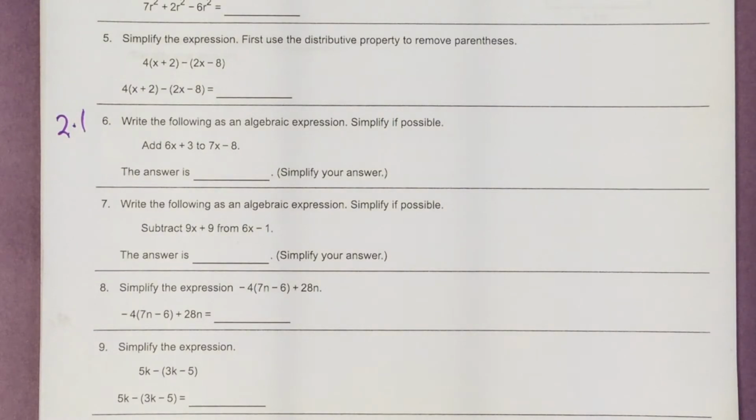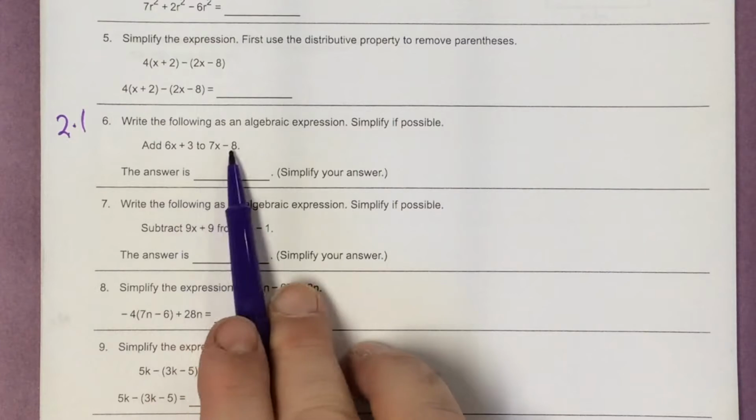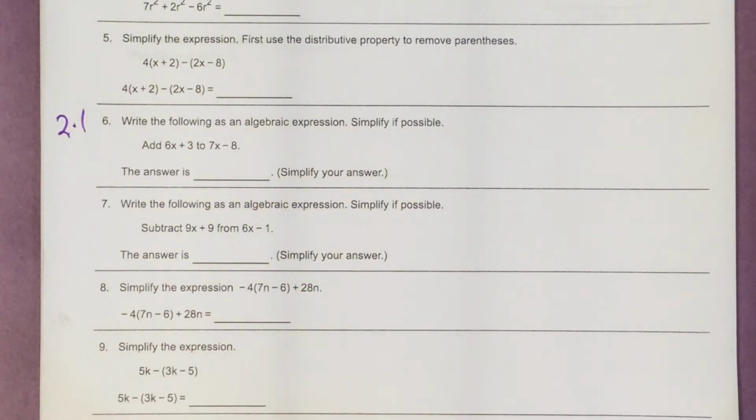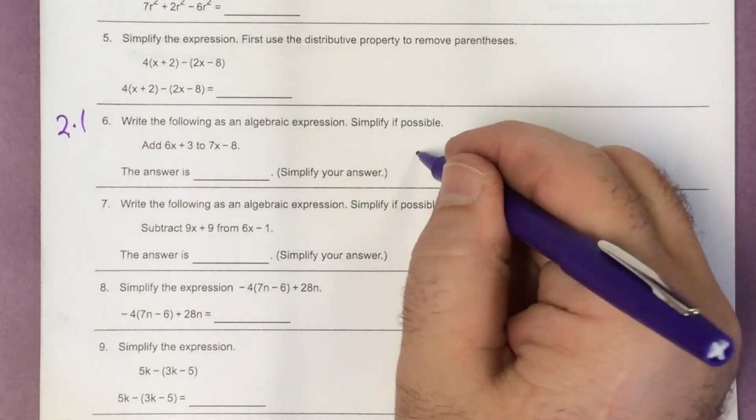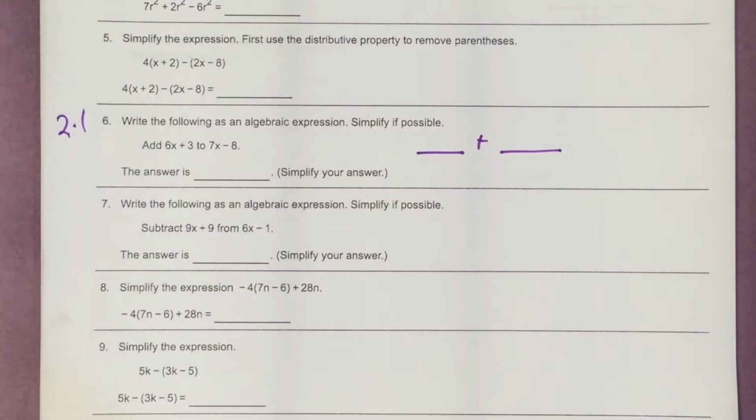So here in number 6 and number 7, we're asked to take these kind of verbal expressions with some math involved and write these out as mathematical expressions in a more sophisticated way. So, for example, we're told to add these two things together. So, if that's going to be the case, I know I'm going to add two things together, so I'm going to create a space to put those things.